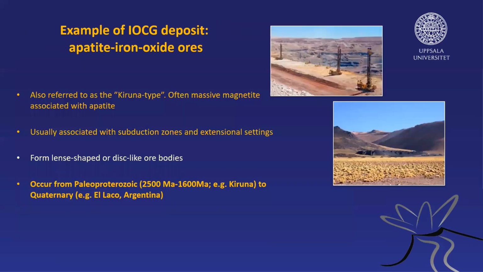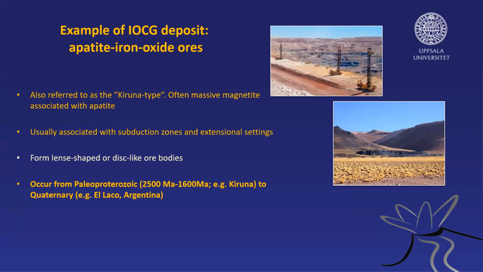An example of this kind of deposit is the iron oxide, copper gold deposit, and specifically apatite iron oxide ores. They are referred to as the Kiruna type. We have a massive magnetite associated with apatite, which is a phosphate. And this phosphate is particularly rich in rare earth elements.